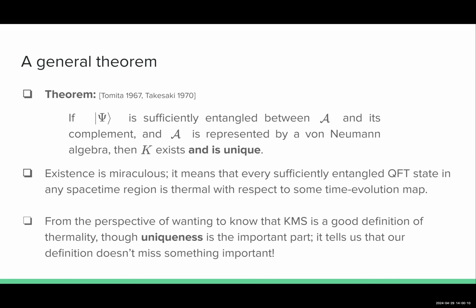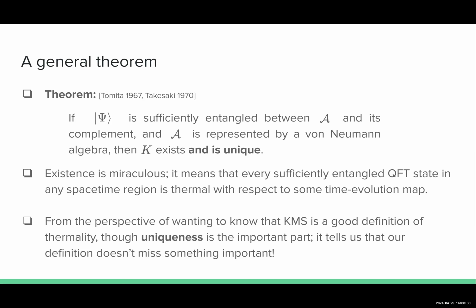Existence is kind of miraculous. I don't know if I would have expected it to be true. It tells you that every sufficiently entangled quantum field theory state in any spacetime region looks thermal with respect to some funny time evolution map. But much like the modular Hamiltonians of lattice systems, this thing won't generally look like something nice and local. It'll just be some funny Hermitian operator.